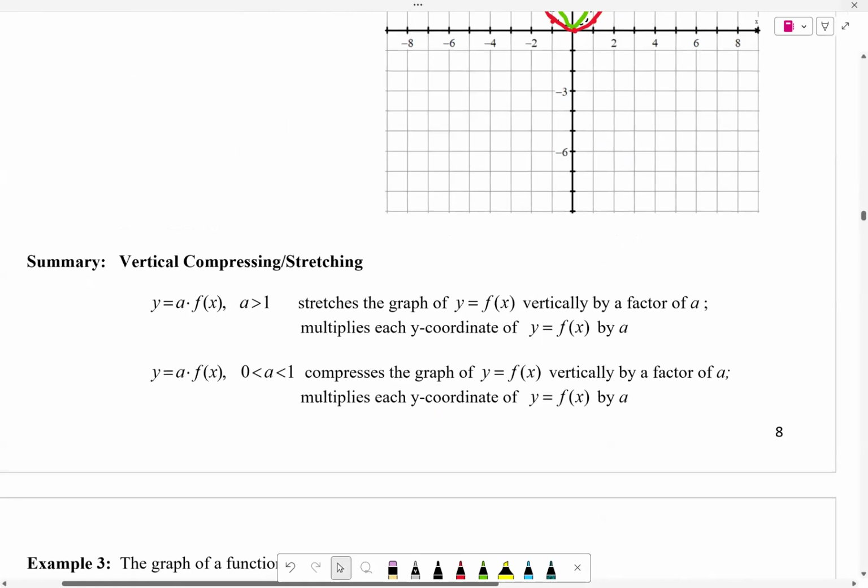So summary, vertical compressing is stretching. So A greater than 1 stretches the graph of f of x vertically by a factor of A. Cool. And if A is between 0 and 1, it compresses the graph of f of x vertically by a factor of A. It multiplies each y coordinate of y equals f of x by A.